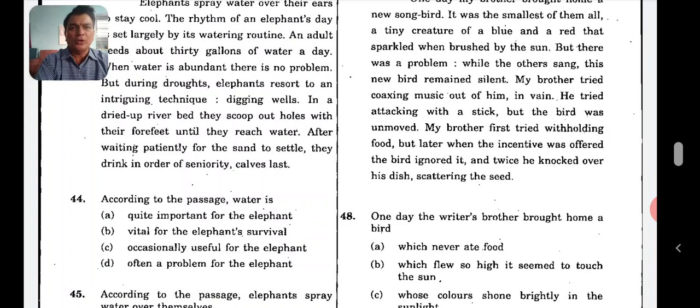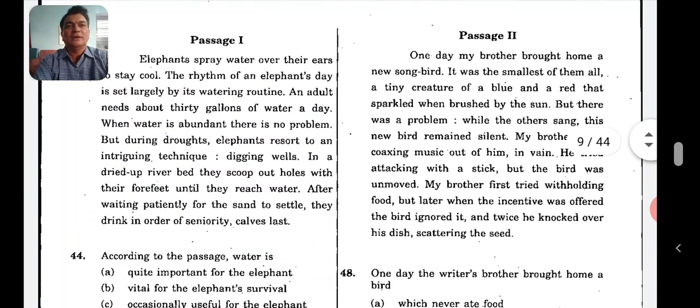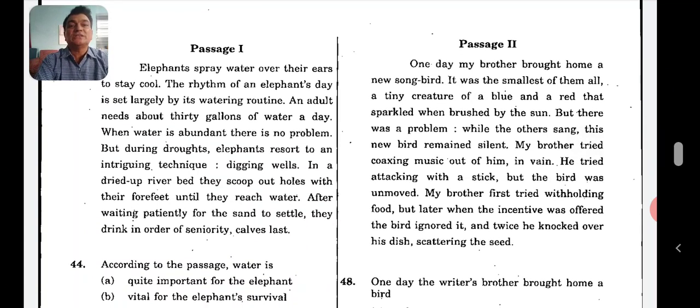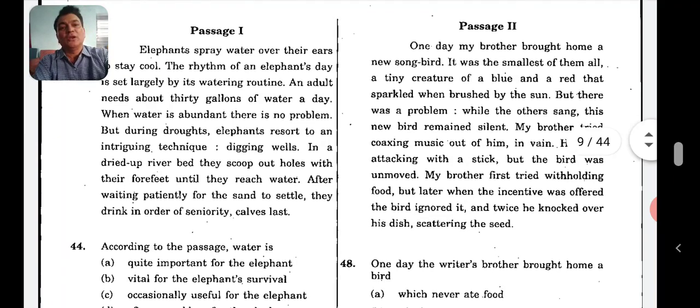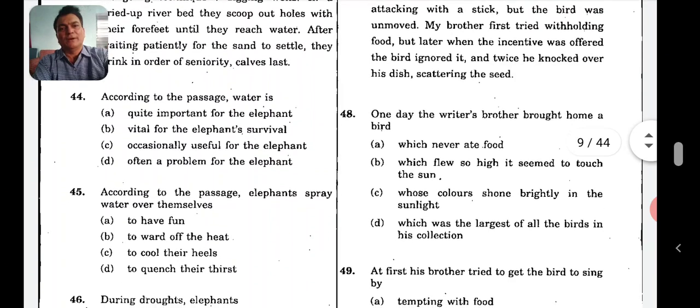44th. According to the passage, water is quite important for the elephant. I think it's quite clear. Here when you are reading the passage, it's quite clear. Now here where it is, the rhythm of an elephant's day is set largely by its watering routine. From the second sentence you can infer the answer for this. So A is the answer. Let's go to the second one.